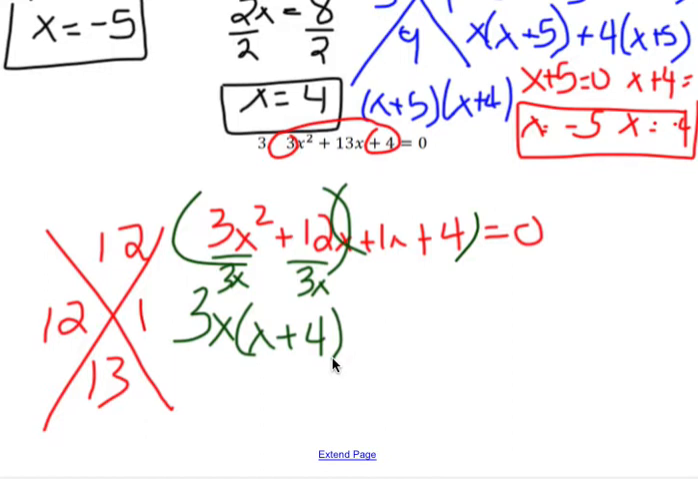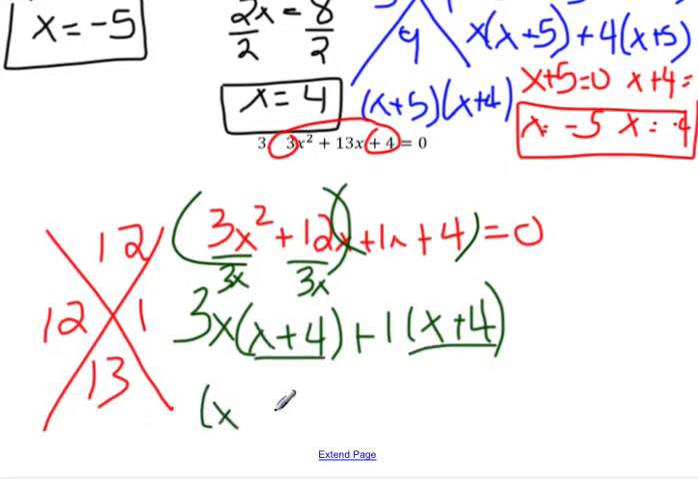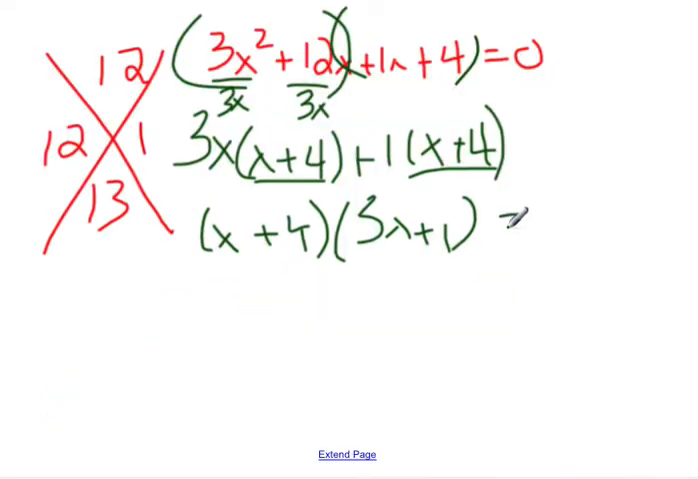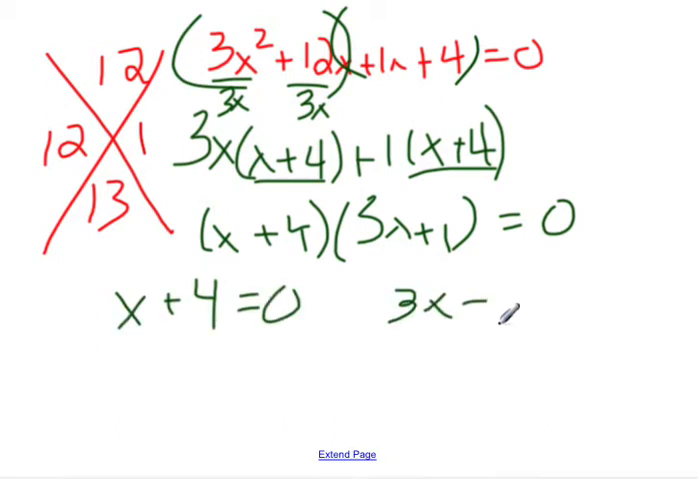Now, out of my second group, I can't take out a greatest common factor. So what I'm going to do is I'm just going to write 1. And then I'm left with x plus 4. So then I notice that my leftovers are matching, so I write those out. And then in my second parenthesis, I put 3x plus 1. Now remember that this was equal to 0. So I need to take both of these factors and set them equal to 0.